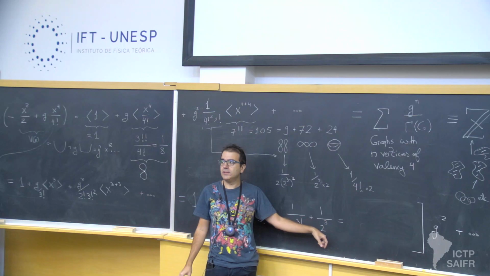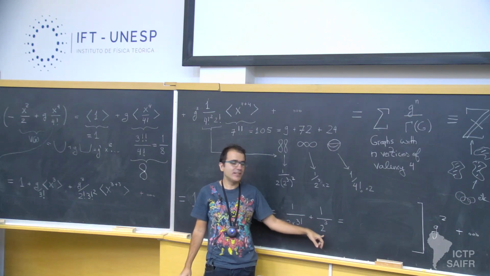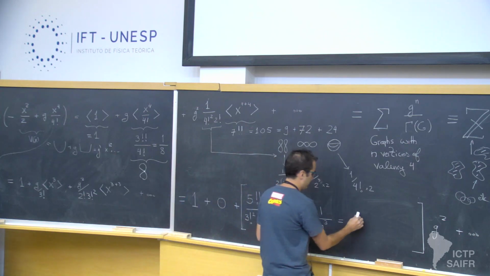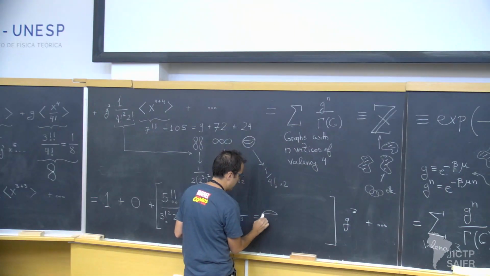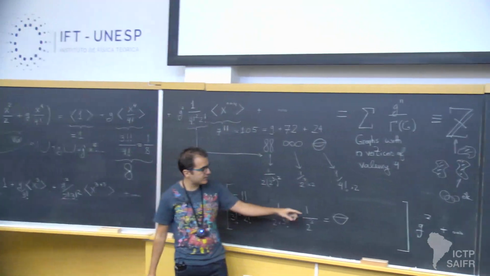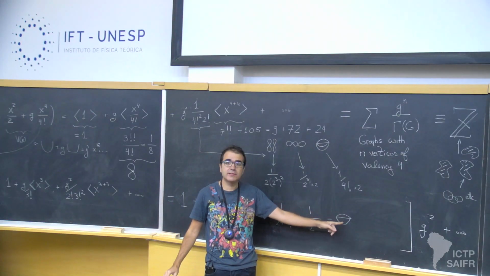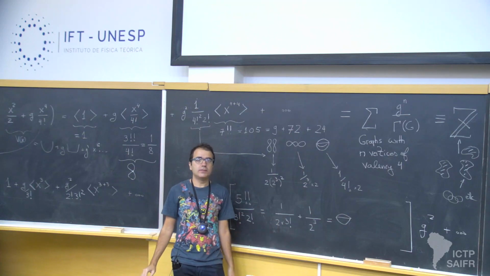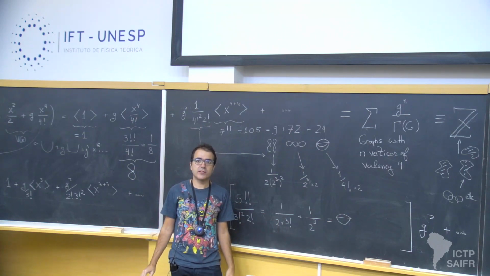Who thinks it's the first? Yeah, it's the first. So let me draw. Why is it the first? Because what's the symmetry? I can permute the lines, that's 3 factorial, and I can swap left and right, that's the 2. So that's the symmetry factor for this graph.